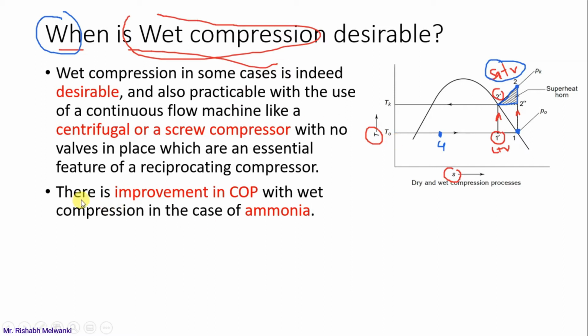Now the same thing is written here: there is improvement in COP with wet compression in case of ammonia. Now this is a special case. If you see some other refrigerants, it might happen that because of wet compression the COP might reduce. But for ammonia wet compression is desirable. How, we will see after some time, and what is the reason behind that, that also we will see. So in case of ammonia, wet compression will result in improvement of the COP, meaning we have to compress, the initial point will be in the wet region and the final point after compression will be on the saturated vapor curve of the refrigerant.